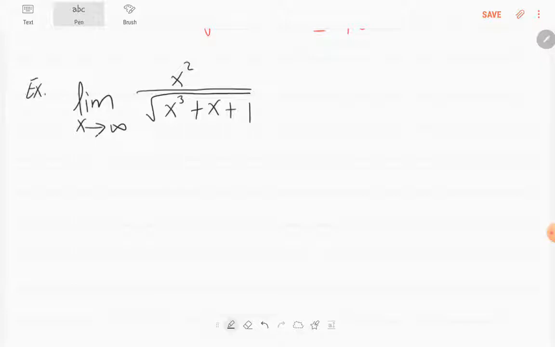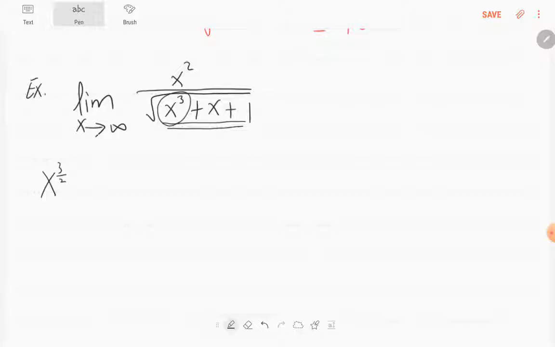Okay, so for this one, you can see the highest power in the denominator. For the inside, under the square root, the highest power is x to the cube, right? But we have the square root. Square root is the 1/2 power, right? So the highest power in the denominator is x to the 3 over 2, the 1/2 power and the cube.